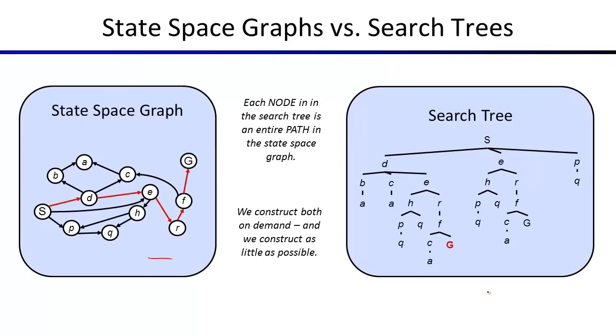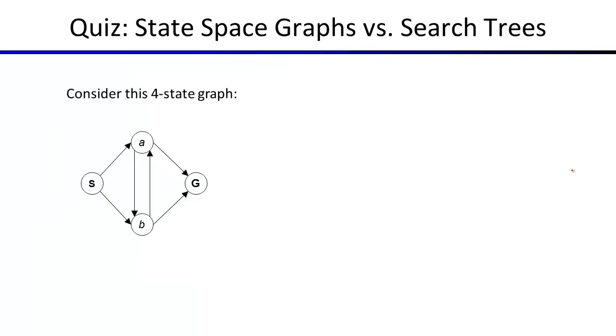Okay, so here's the tiny, tiny state space graph that we're working with, and here is the corresponding search tree. How do you build that search tree? You start at the start state, look at its successors, in this case, D, E, and P are its successors, so they pop up over here, and you repeat that process from those successors. Okay. Now consider this four-state graph.